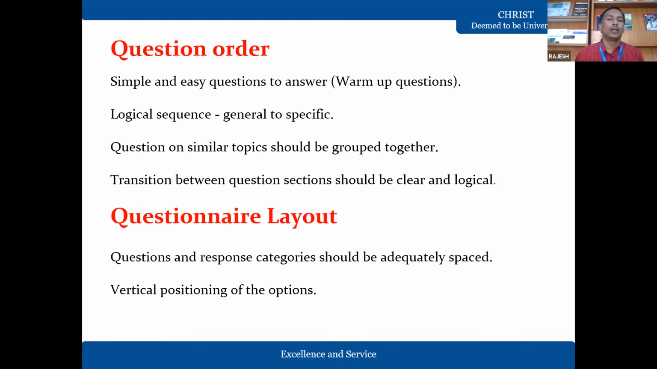And transition between question sections should be clear and logical. So one to another: X to Y, Y to Z, then Z to A, then A to B, B to C, like that. Then questions should be equally, adequately spaced, and usually the options should be positioned vertically, not horizontally. So which media do you prefer most? Number 1, television. Number 2, newspaper. Number 3, online. Number 4, social media. Number 5, FM radio, whatever it may be. So it should be in a vertical position, not in horizontal positions.